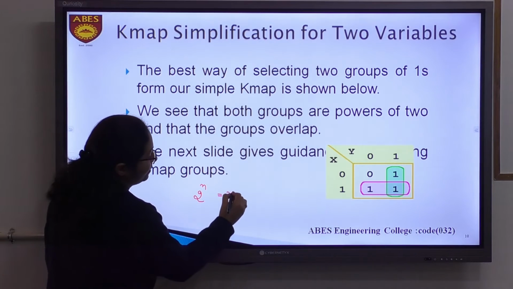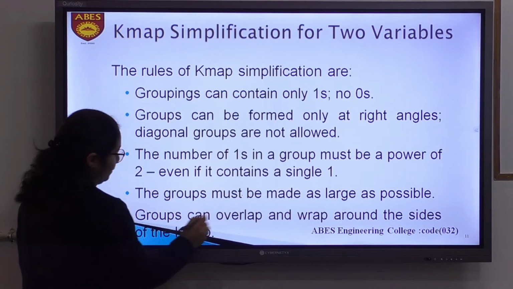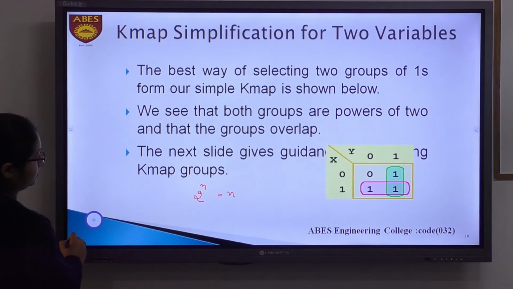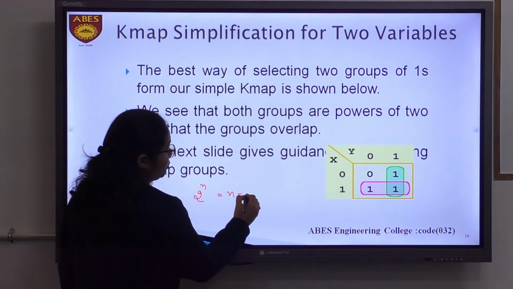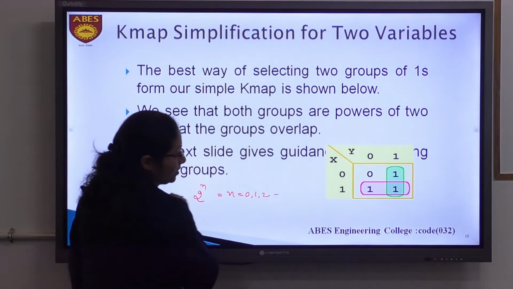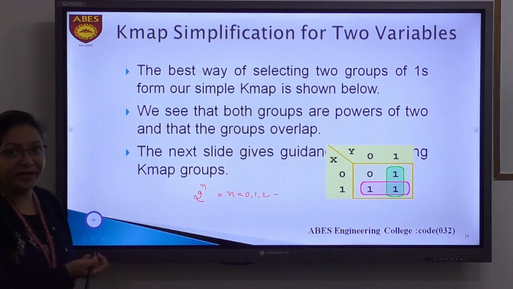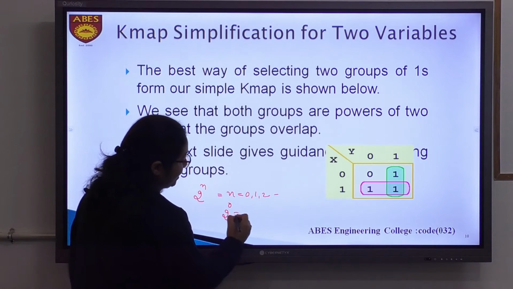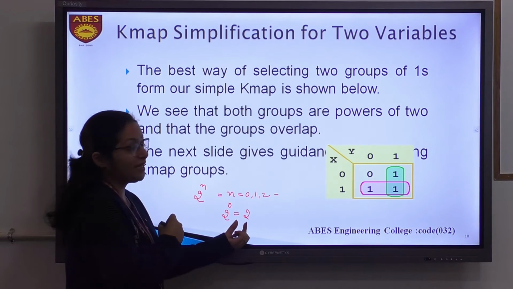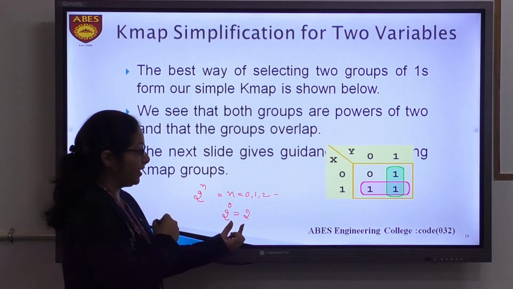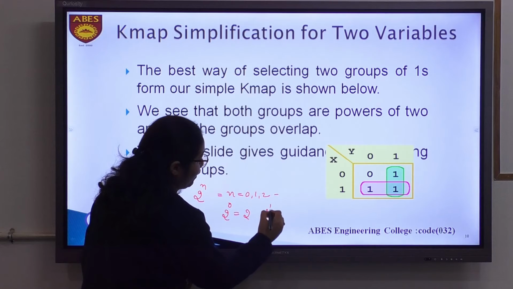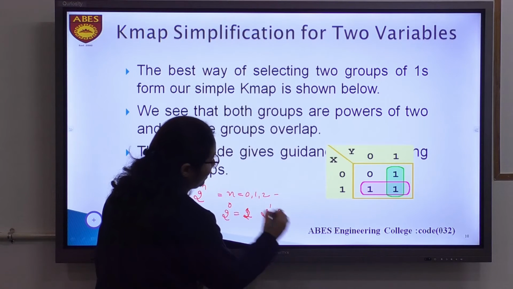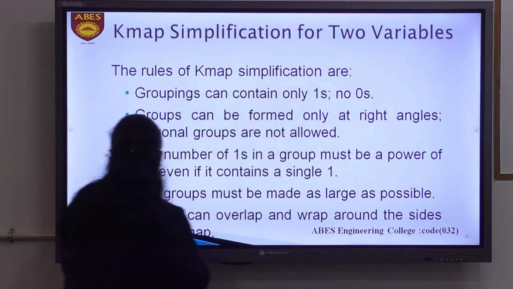n, where n is equal to 0, 1, 2 and so on. Generally we take up to a 4 variable K-map. So if 2 raised to the power 1, that is 2, it means a group size of 2 adjacent ones we can take. 2 raised to the power 1 is equal to 2. This is grouping of 2 adjacent cells.